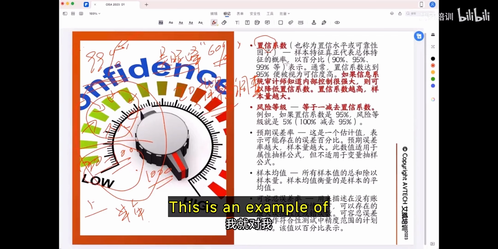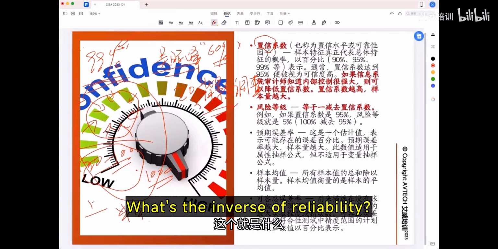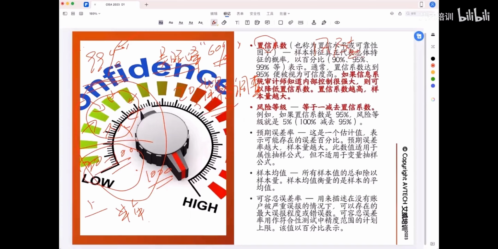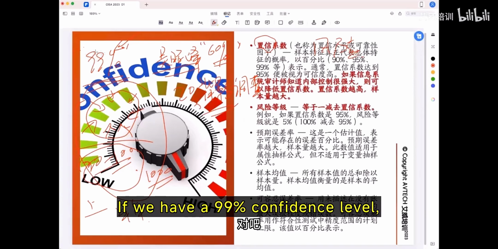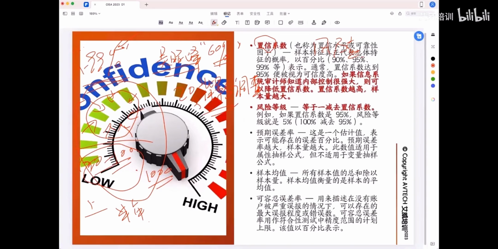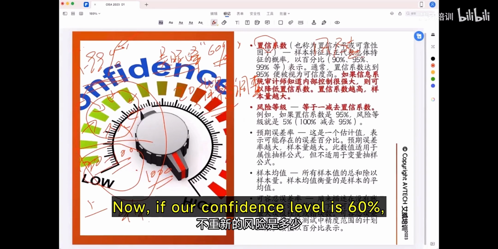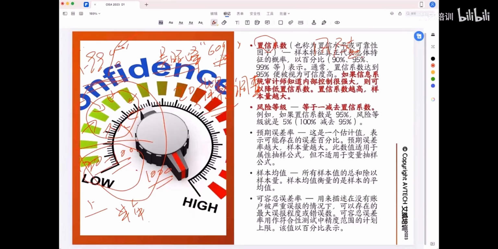This is an example of what we call statistical reliability. What's the inverse of reliability? We call it risk. But what does that mean? If we have a 99% confidence level, then the risk is the remaining 1%. So, what's our failure risk? 1%, right? Now, if our confidence level is 60%, what's the failure risk? Wow. The risk is 40%. Alright.